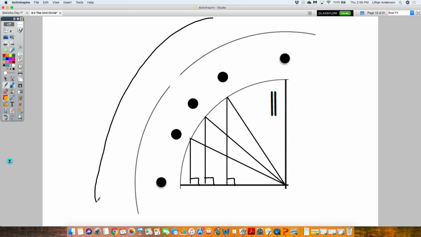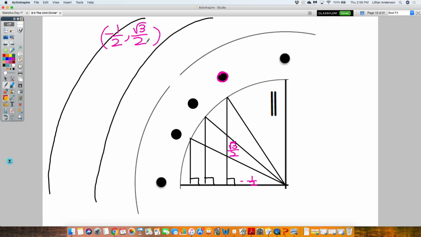Let's work with our ordered pairs to start with, since we kind of already have an idea, or do we? What do you think this dot right here, what do you think its ordered pair is going to be? Remember, this right here is 1/2. This is the square root of 3/2. What's the cosine? It's going to be a negative 1/2 because you are in the second quadrant. What's the y coordinate? Root 3/2. This one's not negative. You're in the second quadrant. The y's are positive.